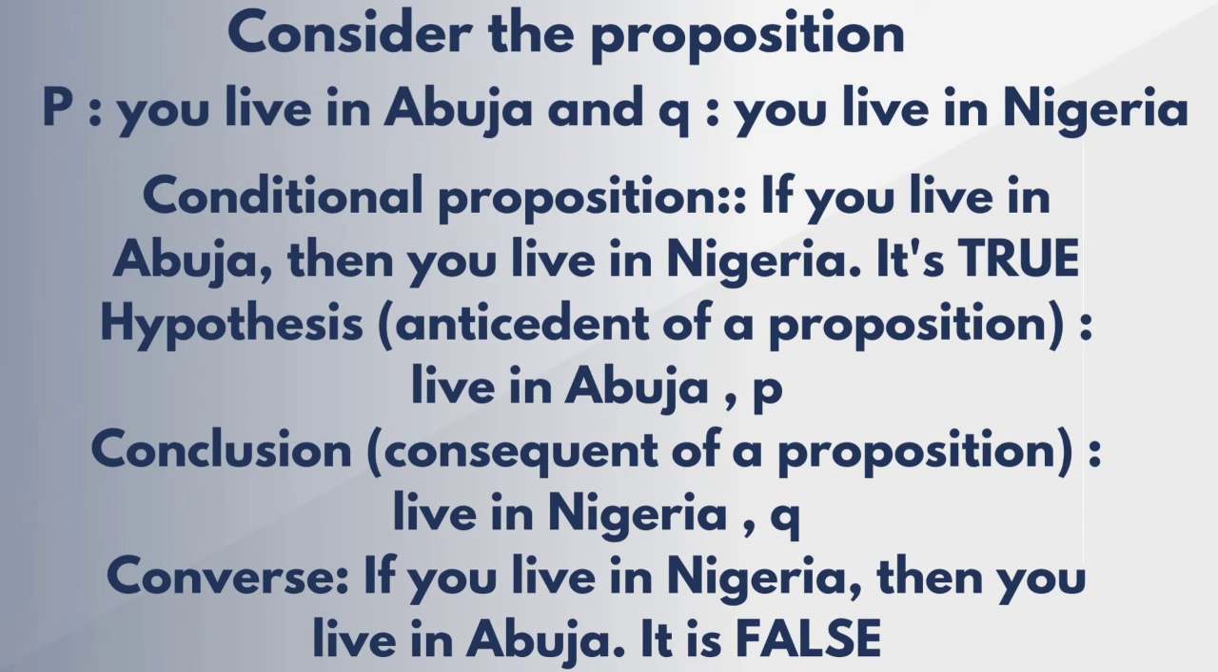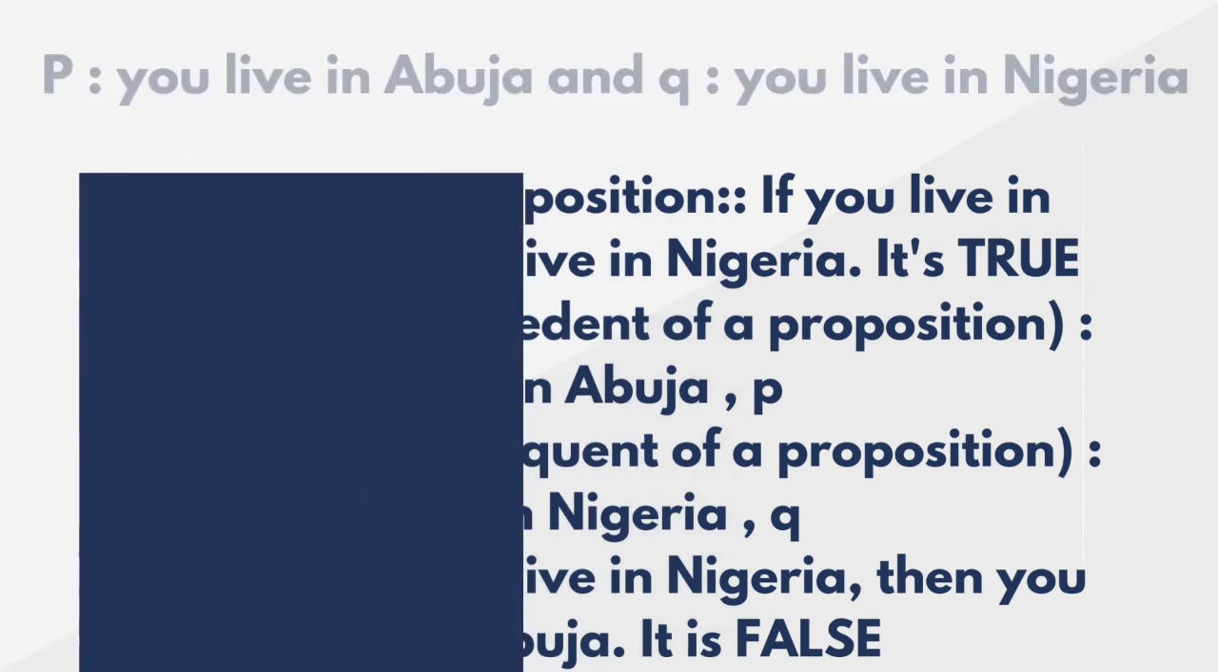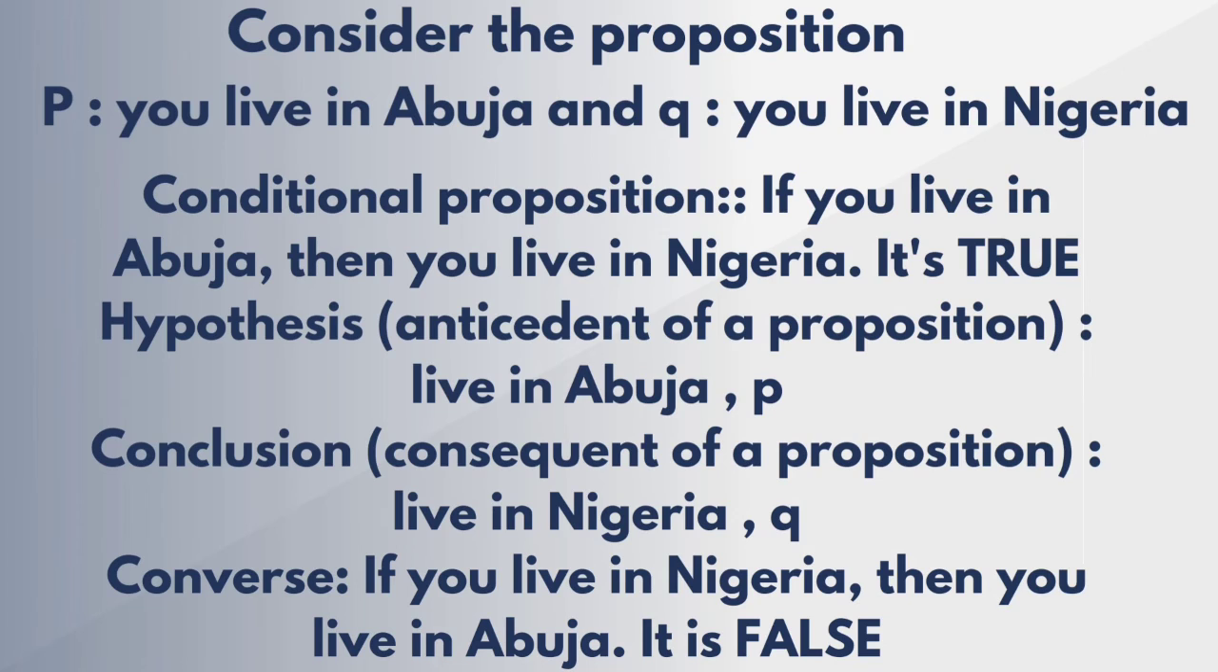Consider the proposition. P, you live in Abuja, and Q, you live in Nigeria. The conditional proposition states that P implies Q. If you live in Abuja, then you live in Nigeria. Is this statement true? Yes, it is true. In this case, the hypothesis is live in Abuja and the conclusion is live in Nigeria. So this statement is considered to be true.